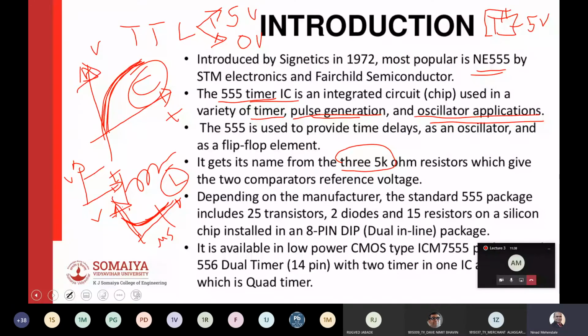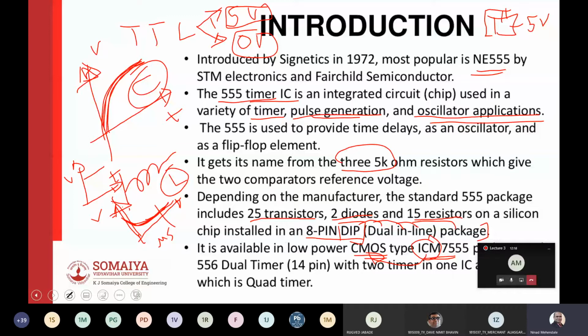Next is, depending upon the manufacturer, the package may include 25 transistors inside, two diodes, and 15 resistors. A silicon chip is typically an 8-pin DIP, and DIP stands for dual inline package. So these are the three terms which make this DIP, and it's available in CMOS type. If it is a CMOS logic, the voltage levels are still the same, and in ICM the first C tells us it is the CMOS type.